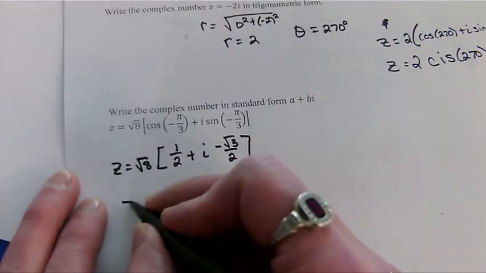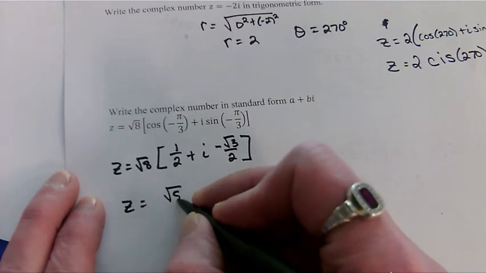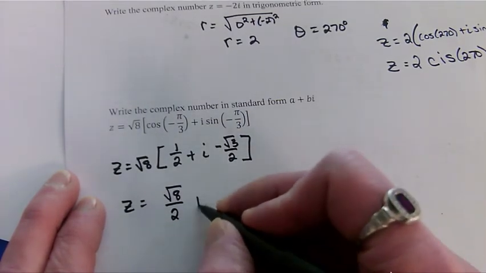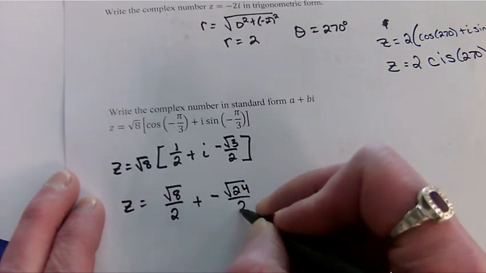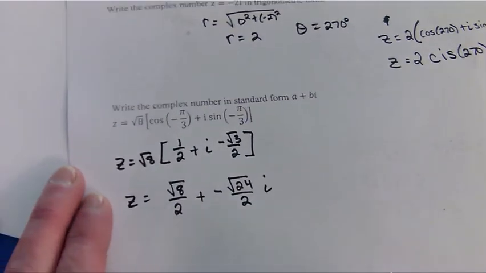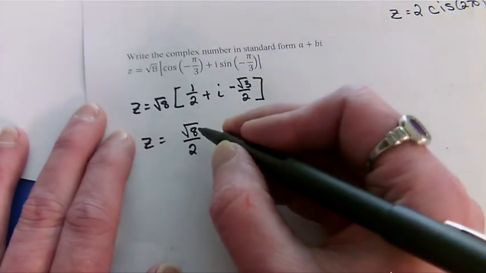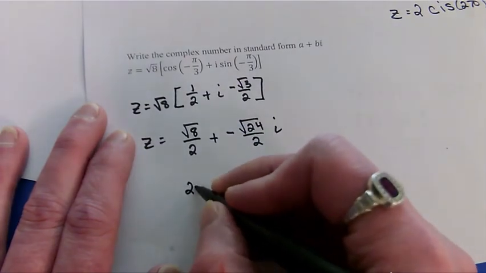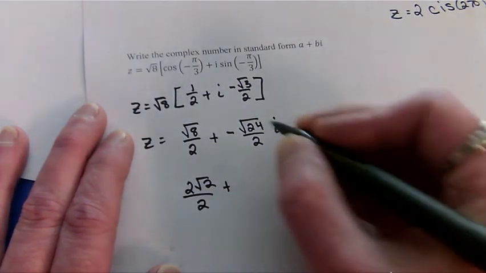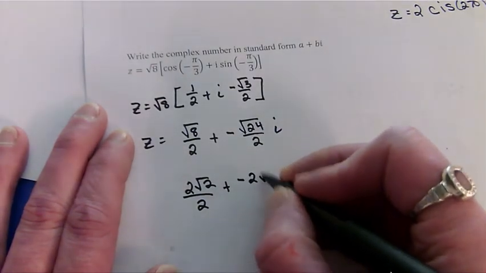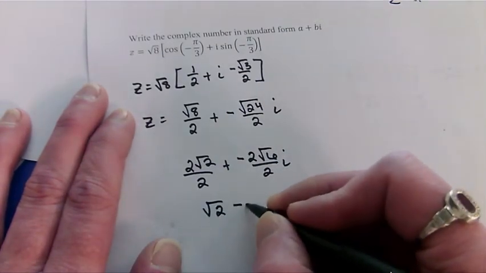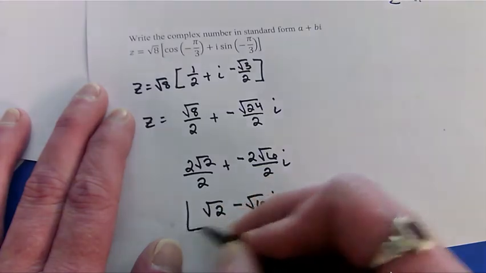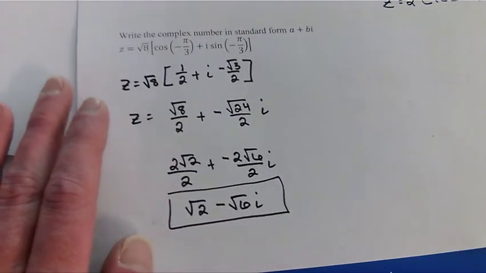And so when I distribute, I get the square root of 8 over 2 plus a negative square root of 24 over 2i. I could actually simplify that. 8 has 4 in it. 4 times 2, so 2 root 2 over 2. And this also is a multiple of 4. That'd be 2 square root of 6 over 2. Square root of 2 minus square root of 6i. You could also do it in the calculator if you wanted to.